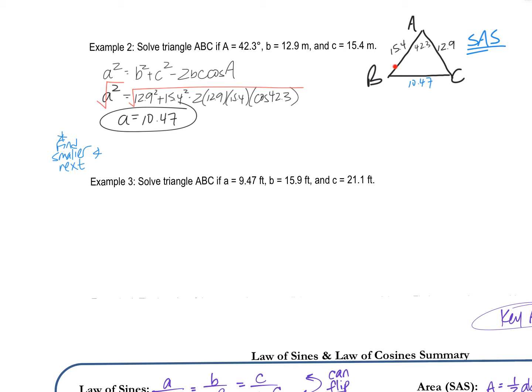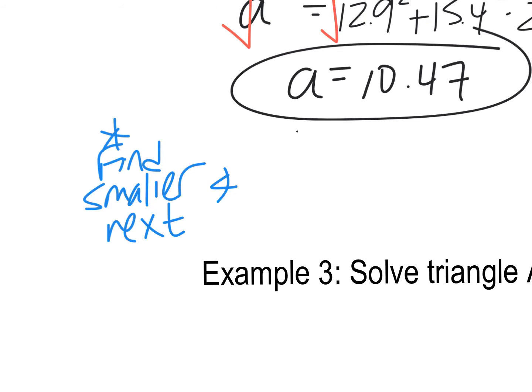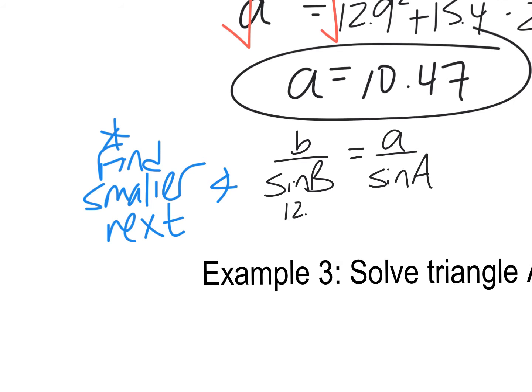You need to find the smaller angle of the two next, and I'm going to do that by doing law of sines. So I'm going to find angle B now. I'm going to do B over sine B equals A over sine A, and that proportion is going to look like this: 12.9, that's B. I don't know what angle B is, that's what I'm solving for, so I'm going to put sine B. Remember that means you're going to have to inverse sine your decimal in your calculator after you type this. Hopefully you have your calculator out and you're following along here and making sure that you're typing these okay.